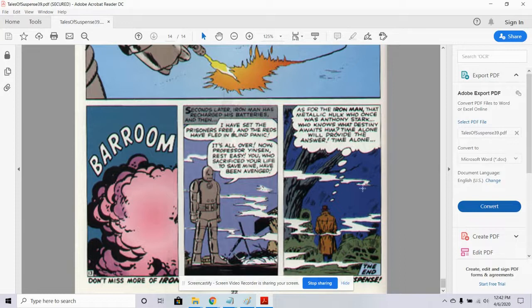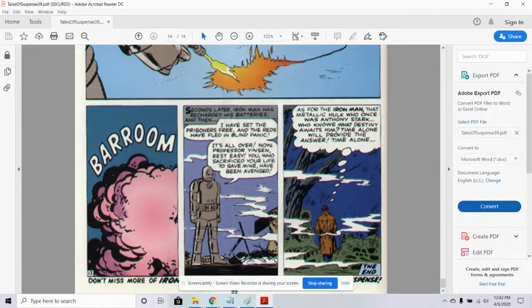And so it ends with him saying, as for the Iron Man, that metallic Hulk who once was Anthony Stark, who knows what destiny awaits him? Time alone will provide the answer. Time alone. But at the very bottom, it says that Iron Man is going to be back with more adventures.